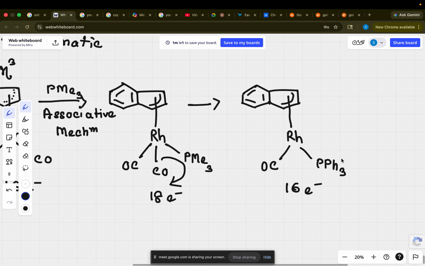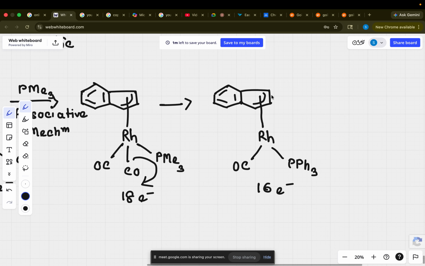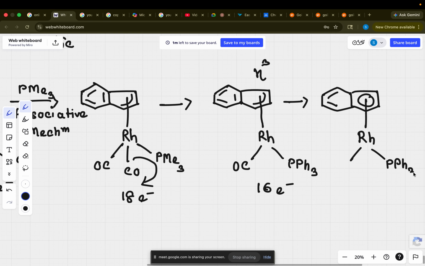Now you are getting 16 electrons, so how can you make it 18 electrons? Here it is eta 3. If it changes again to eta 5, because initially it was present as eta 5, then this 5-membered ring becomes aromatic. So that time you will get 18 electrons. Here it is eta 5. Yes, sir, that is the scenario.